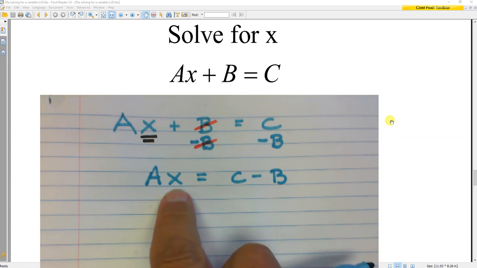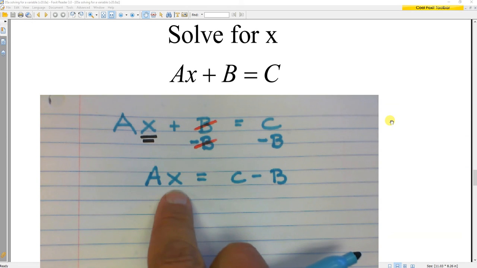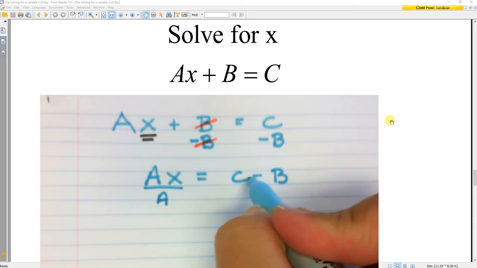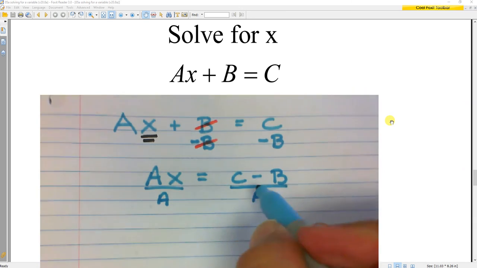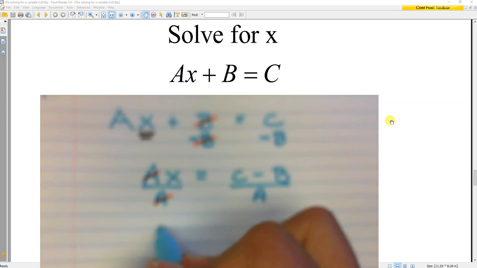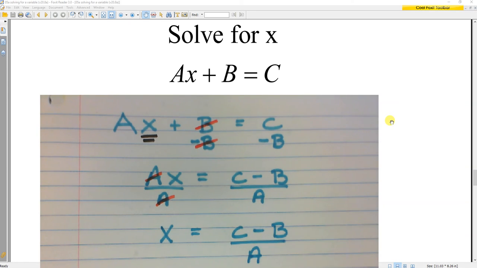Who's the variable that I'm solving for? X. Who's bugging it? A. A is trying to multiply. How do I fight multiplication? Division. Dividing both sides by a. That's it. We did it. X equals c minus b over a.